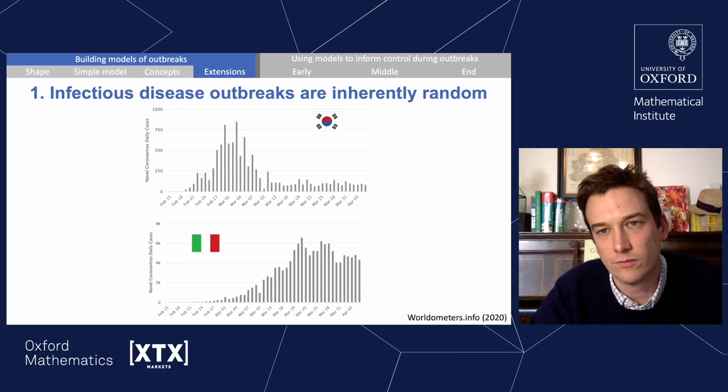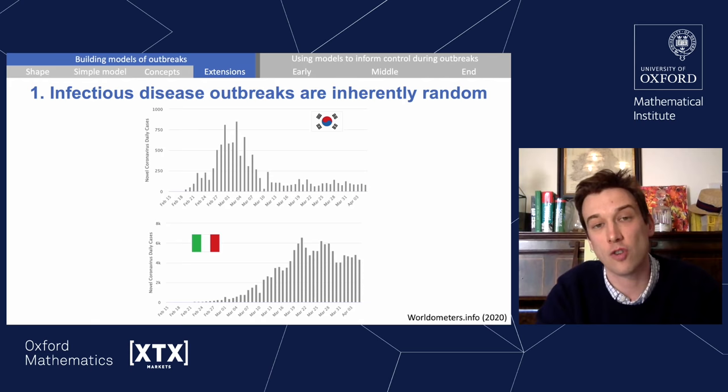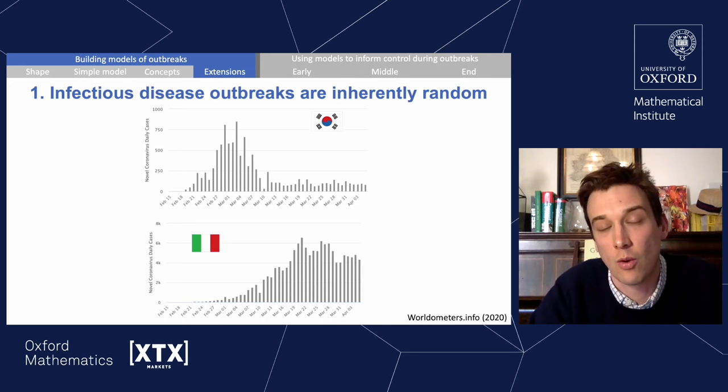Okay, so we've talked now about a very basic epidemiological model, the SIR model, and we've talked about a few concepts relating to infectious disease outbreaks, so concepts like the basic reproduction number and the concept of herd immunity. What I'm going to go on and do now is talk about how we can extend the basic SIR model. And these extensions are ones that are done commonly by infectious disease outbreak modellers. So the first extension is to note that infectious disease outbreaks are inherently random.